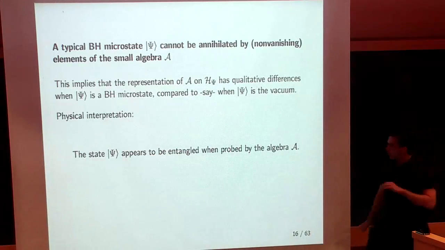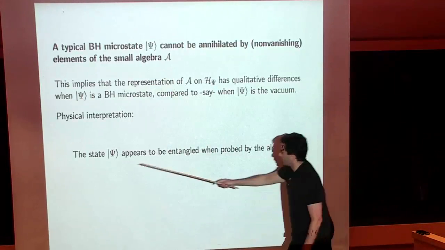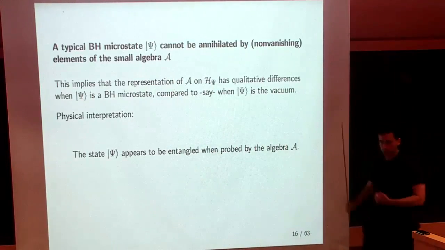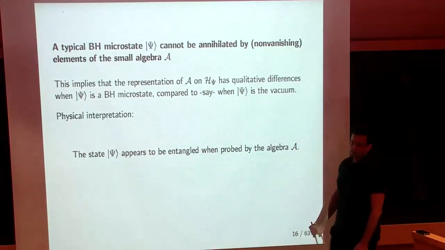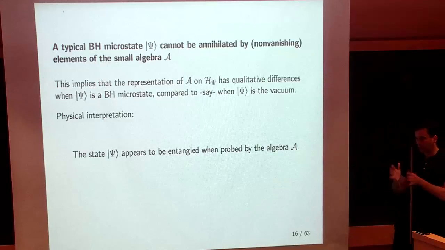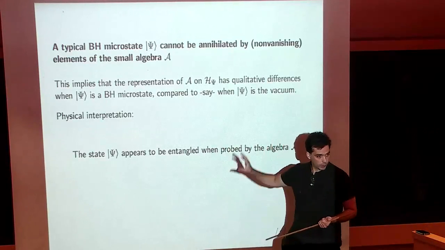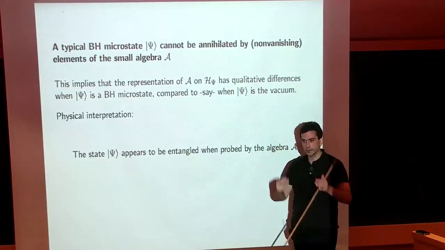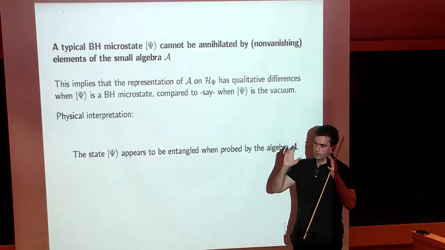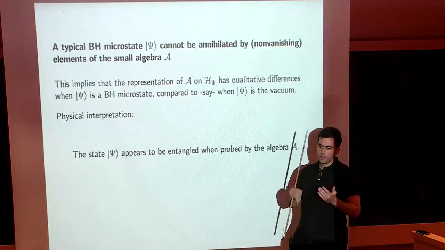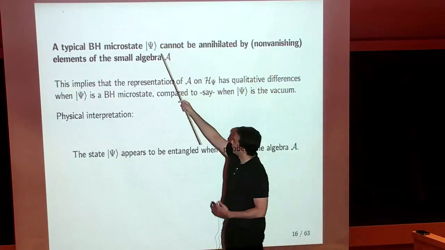And I will try to argue that the physical interpretation of this statement is that the state psi appears to be entangled when probed by the algebra A. I phrase it in this slightly unusual way because usually we talk about entanglement when we have a decomposition of the Hilbert space. But in this case, it's not so clear. So what we have now is an algebra acting on a state, and we want to find a way to encode the statement that this representation of the algebra on the state corresponds to some sort of entanglement. And I'm saying that this is one way to phrase it mathematically.